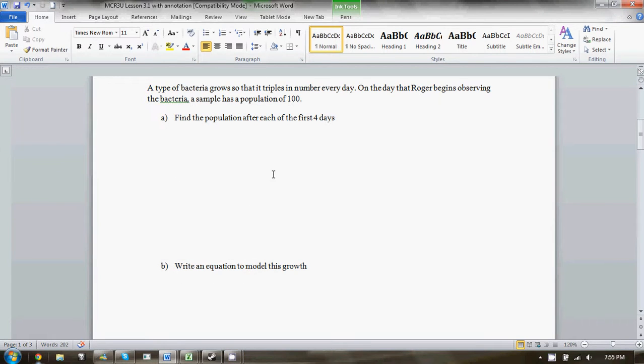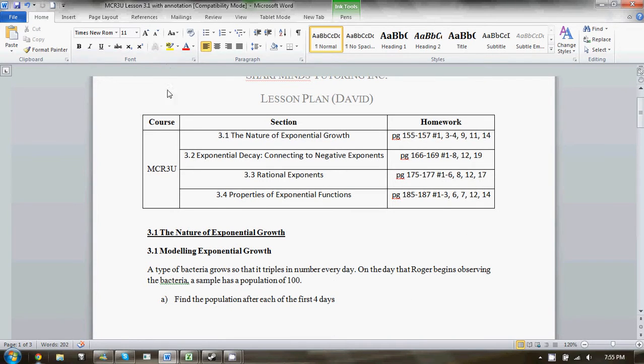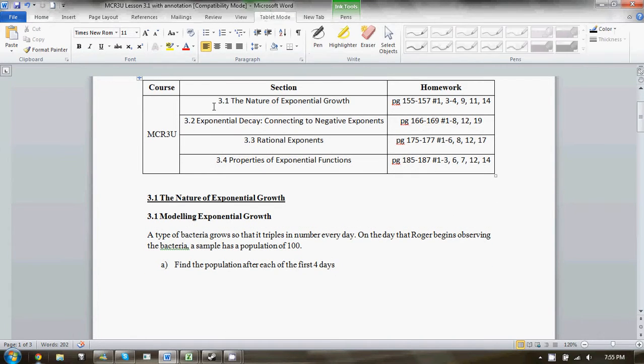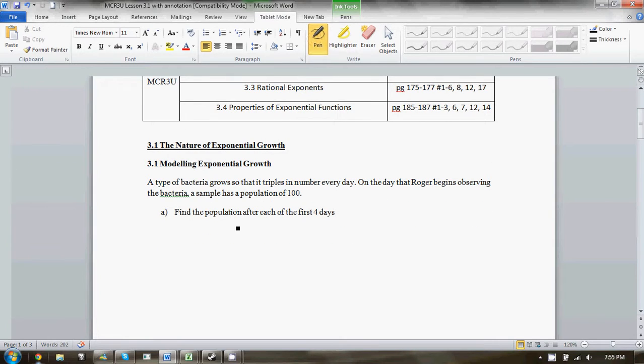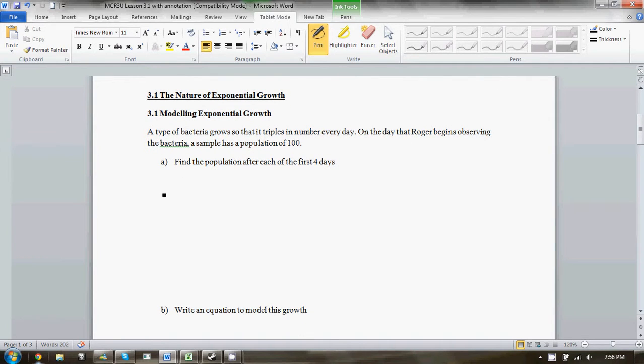Hey guys, today we're going to be learning lesson 3.1, which is the nature of exponential growth. The example that we're going to look at first is how to model exponential growth. A type of bacteria grows so that it triples in number every day. On the day that Roger begins observing the bacteria, a sample has a population of 100. So it triples every day, and the first day that he looked at it, it had a population of 100. So the first question is: find the population after each of the first 4 days.